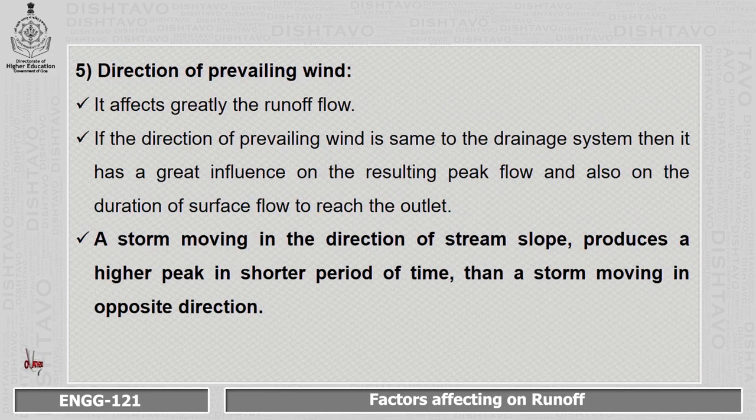Then the fifth climatic factor is the direction of the prevailing wind. It greatly affects the runoff flow. If the direction of the prevailing wind is the same as the drainage system, then it has great influence on the peak flow or peak runoff, and also on the duration for surface flow to reach the outlet. A storm moving in the direction of the stream slope produces a higher peak in shorter time than a storm moving in the opposite direction, because it gives power to the flowing water.